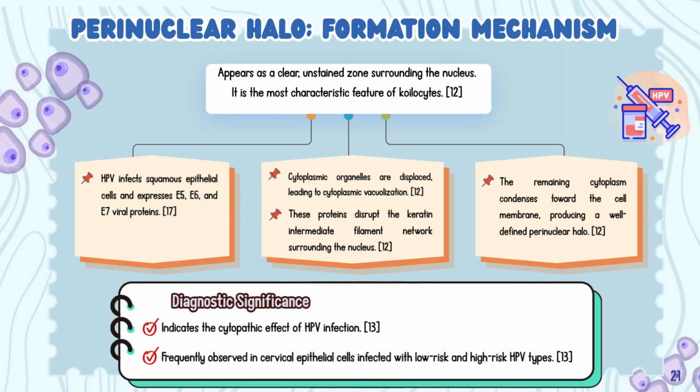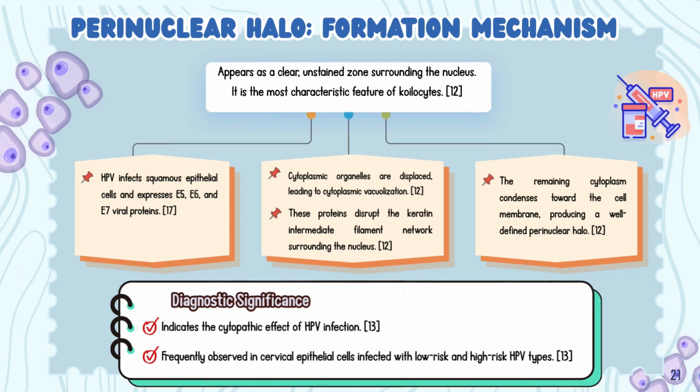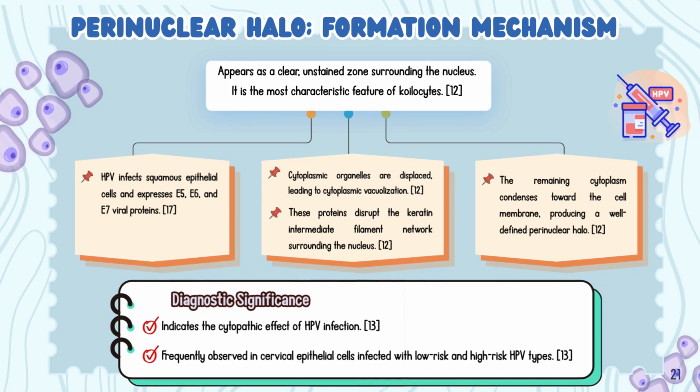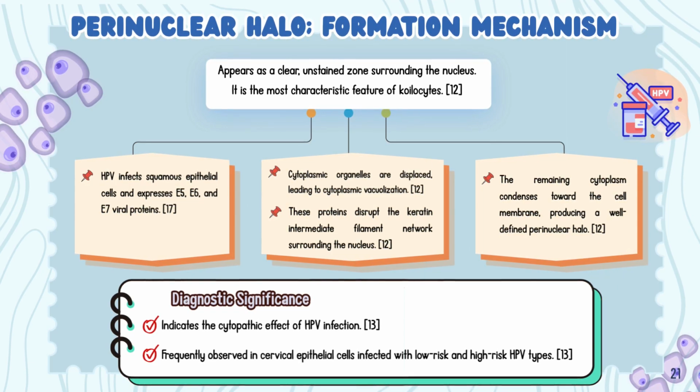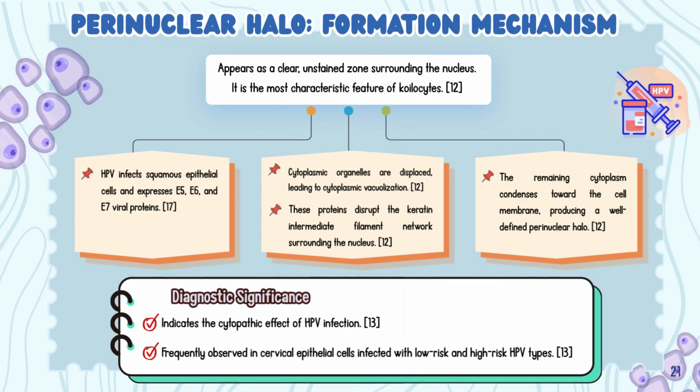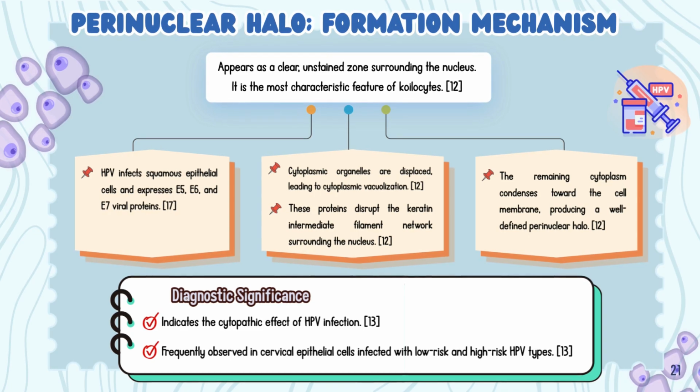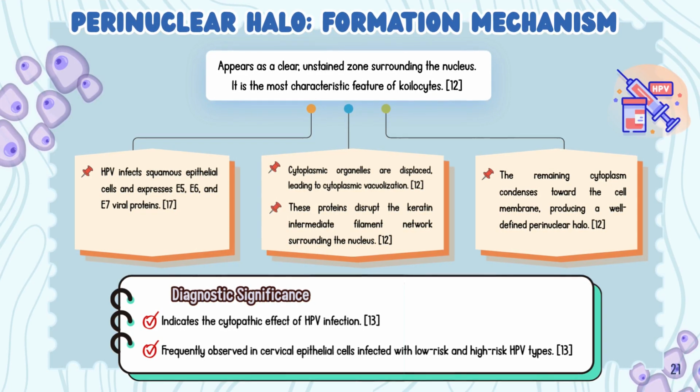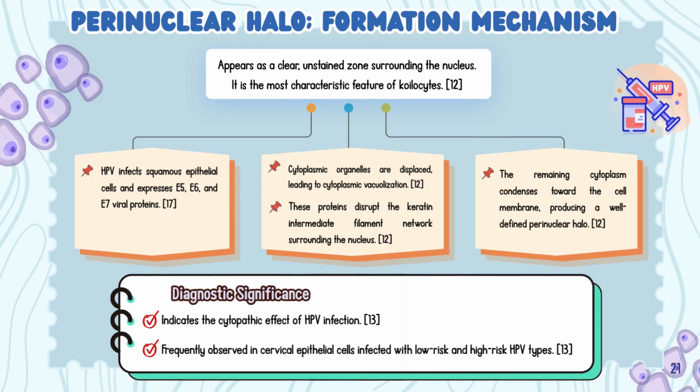Next is the perinuclear halo, which is the most characteristic feature of a koilocyte. It appears as a clear, unstained area surrounding the nucleus. This is not empty space, but a result of cytoplasmic vacuolization and displacement of organelles. This halo forms after HPV infects the squamous epithelial cell.